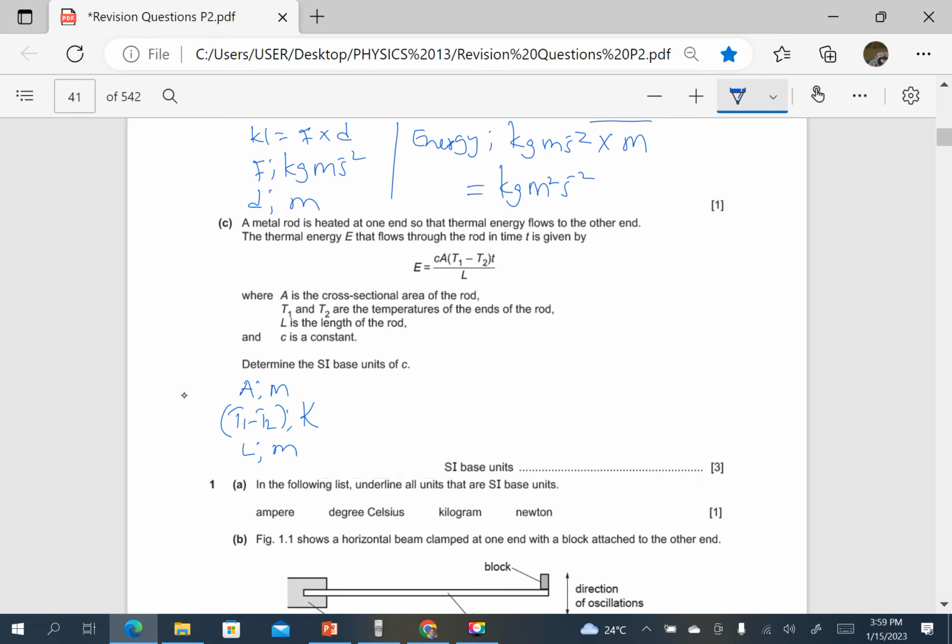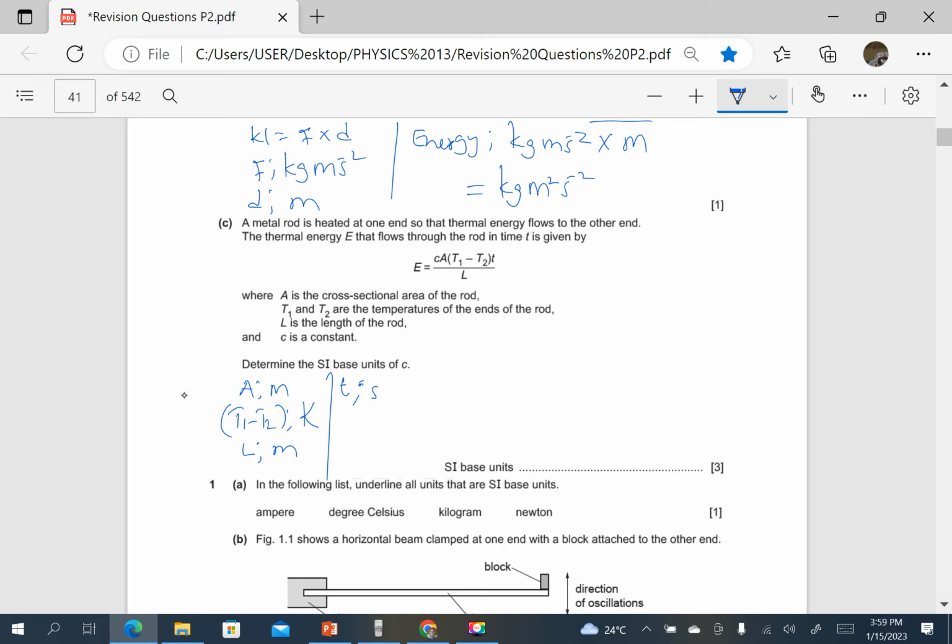We don't subtract units of the same quantity. We don't add or subtract units. So I know people would say K minus K. It doesn't exist. L is in meters. Then we have T. T is in seconds. So then E is energy, which we have already obtained above.